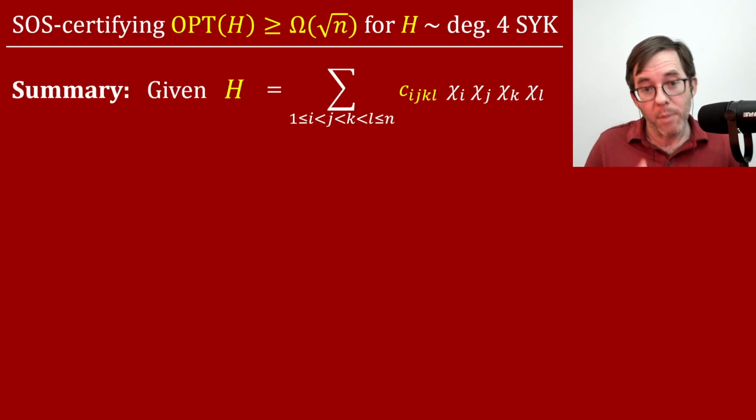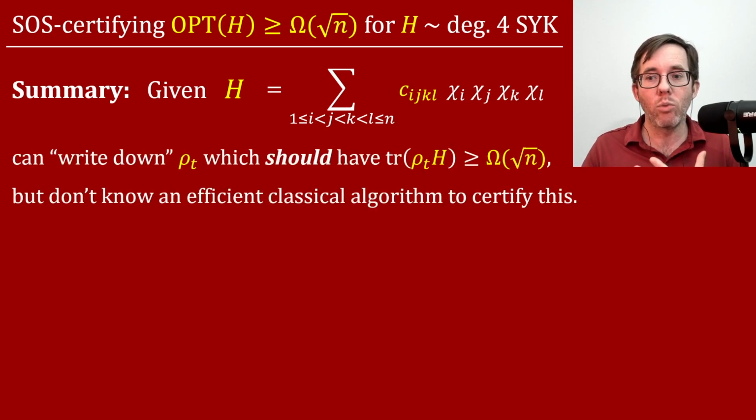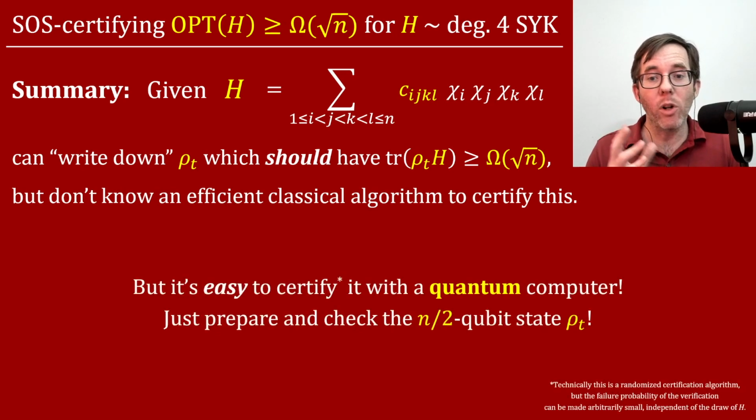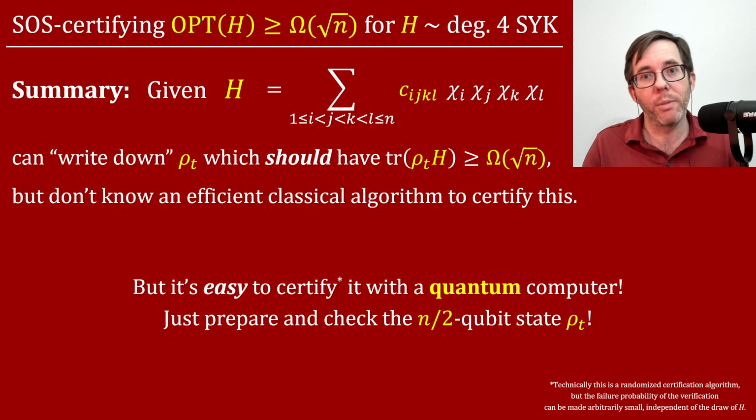So, just to summarize, given a random instance h of the degree 4 SYK model, we can immediately write down a state, rho t, which should be a witness that the optimum of h is at least order root n. Unfortunately, we don't know any efficient classical algorithm that will certify this with high probability. But it's actually easy for a quantum computer to certify this with high probability. It just has to literally prepare the state rho t and check that its trace value with h is large enough. And remember that this is all happening in dimension 2 to the n over 2, which means that rho t just consists of n over 2 qubits, and it's easy to do this verification in polynomial time on a quantum computer.